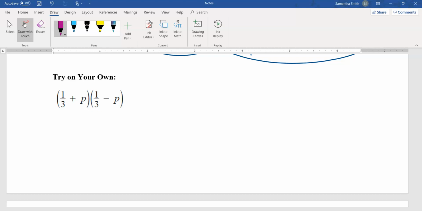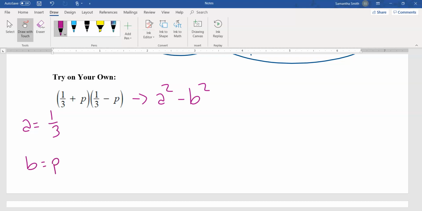Welcome back, welcome back, welcome back. We are back, and let's go ahead and do this problem together. So it is the exact same thing as before. We have a squared minus b squared. I'm going to do full FOIL method with this one as well, just to make sure. I'm going to do it both ways because I know not everybody does it the same way. So my a is 1/3. My b is p. That rhymes.